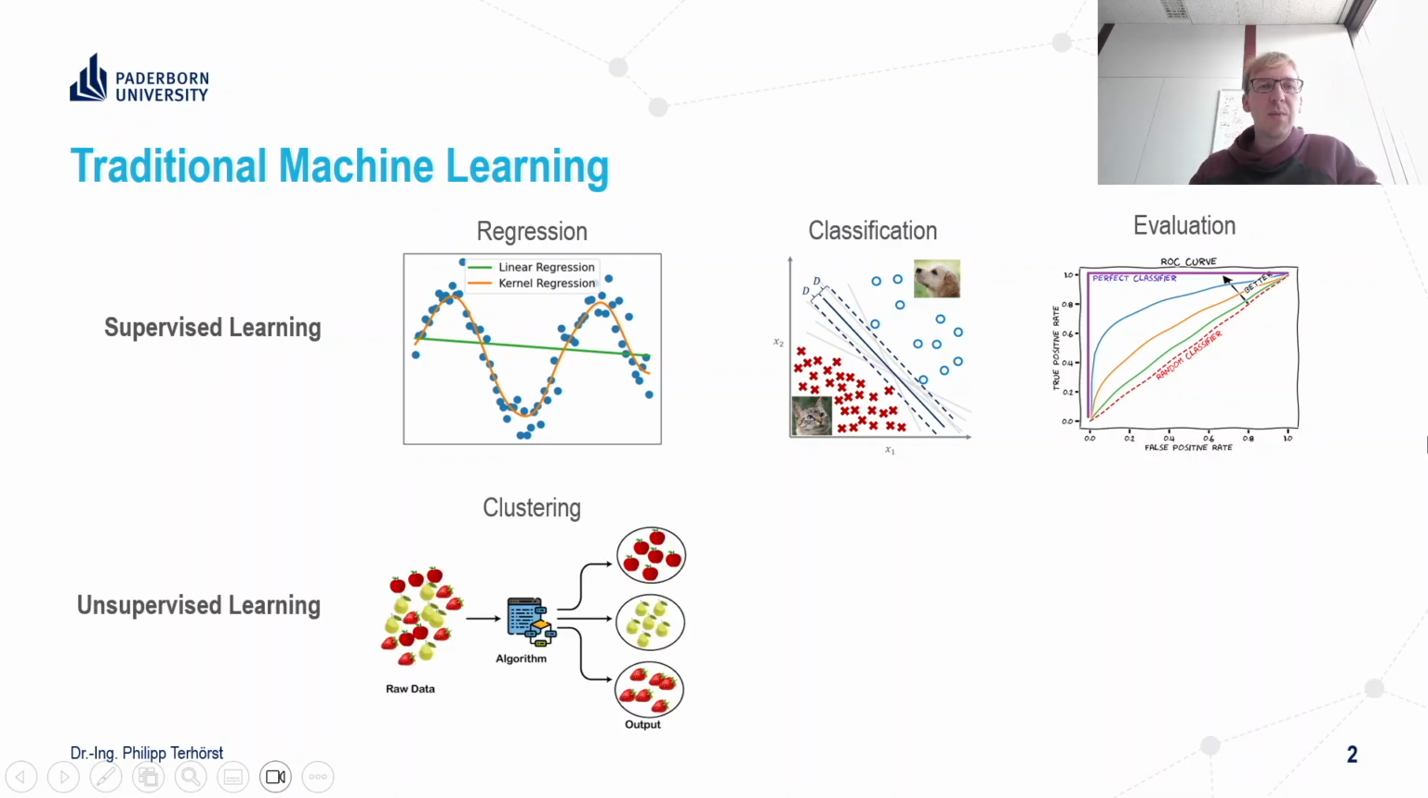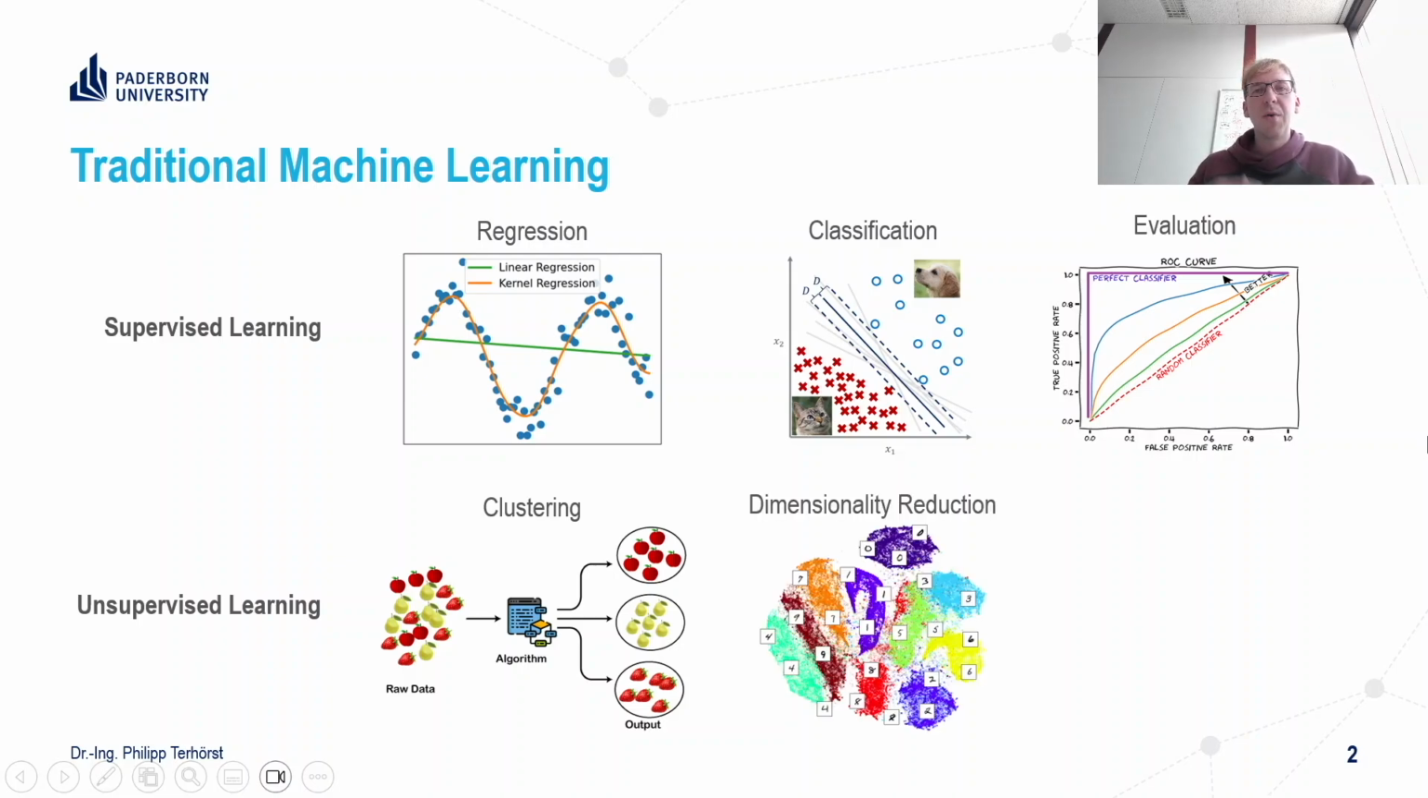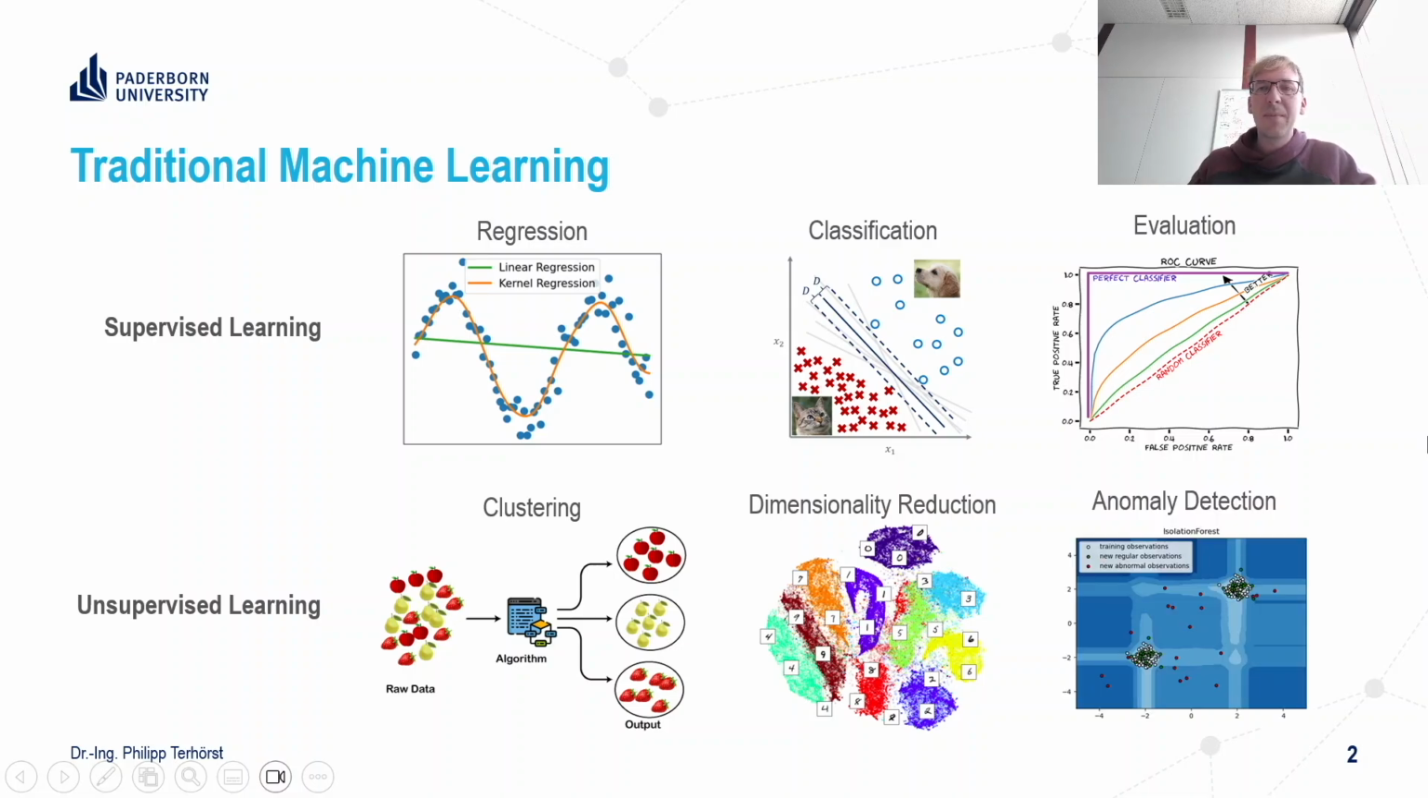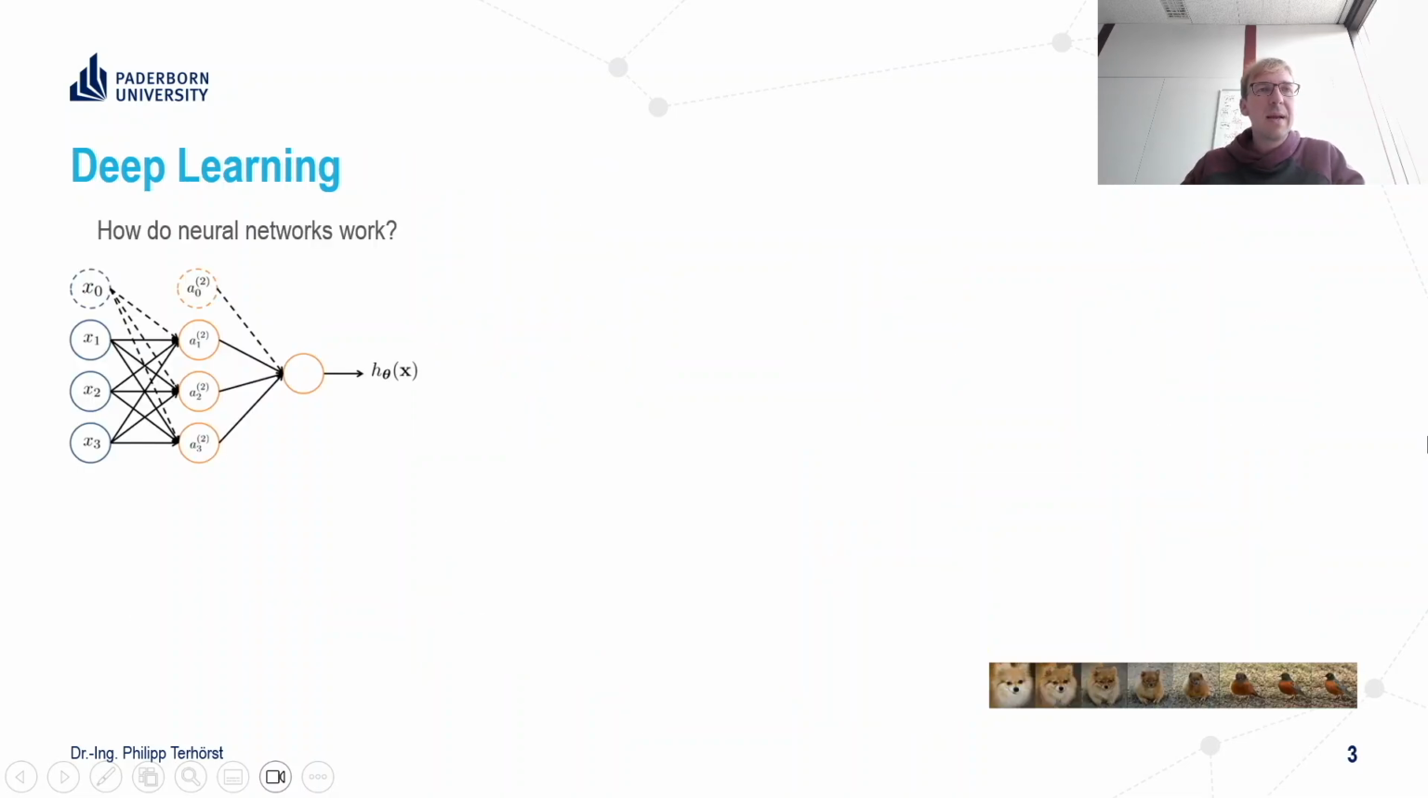Then we move on to unsupervised learning, where we, for example, talk about clustering. So given some kind of unlabeled data, we want to find different groups within the data to understand its structure. We will also talk about dimensionality reduction. So if we have very high dimensional data, how we can reduce its dimensionality to understand it better. And for example, we'll talk about anomaly detection. So if we have our data, how to find data points that don't really belong to this kind of data.